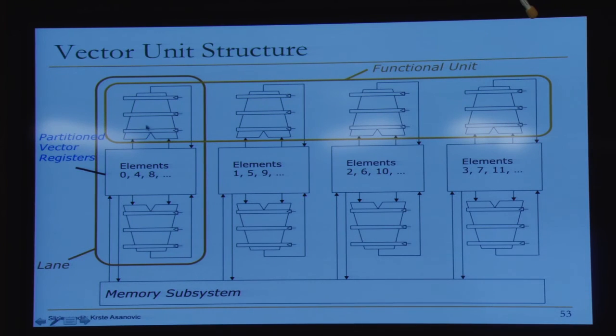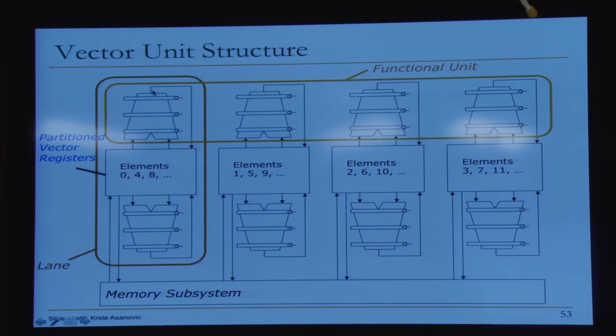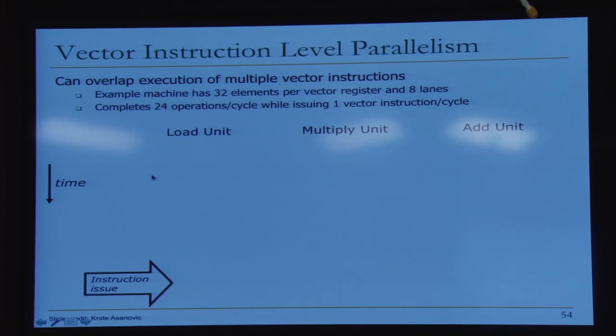And vector registers can feed different functional units. This can be an adder. This can be a multiplier, right? This is the adder that operates on elements 0, 4, 8, dot, dot, dot. This is the multiplier that operates on elements 0, 4, 8, dot, dot, dot. And you can have a load unit, dot, dot, dot. It's kind of a pipeline that's operating on a partition of the vector registers. Right? Okay.